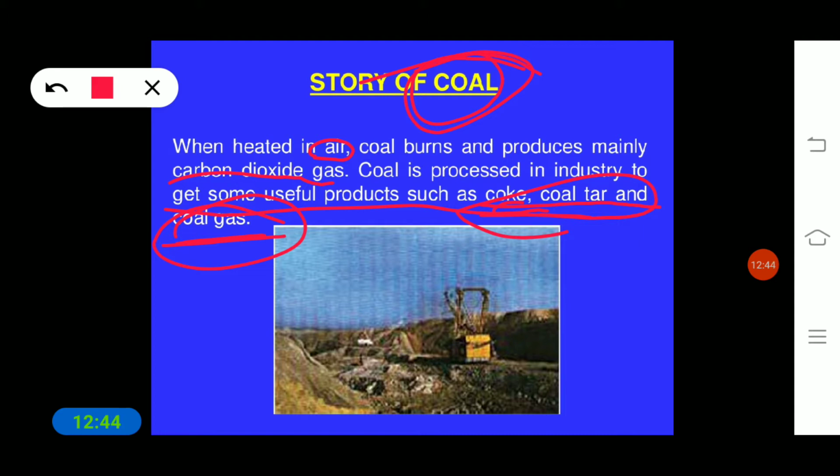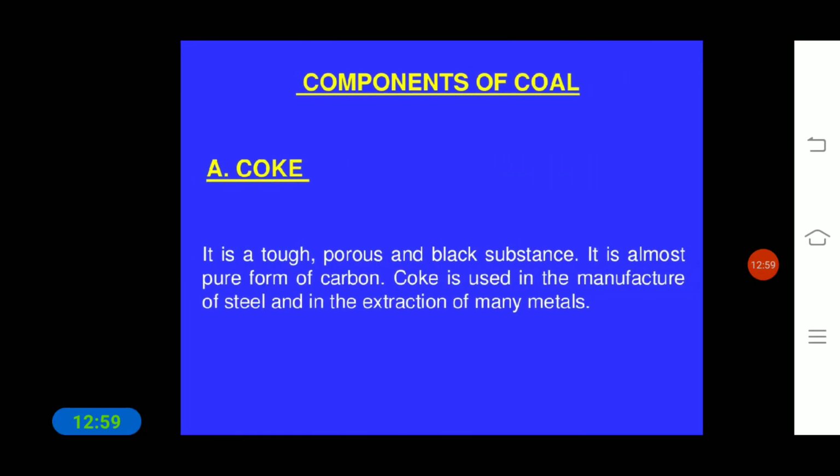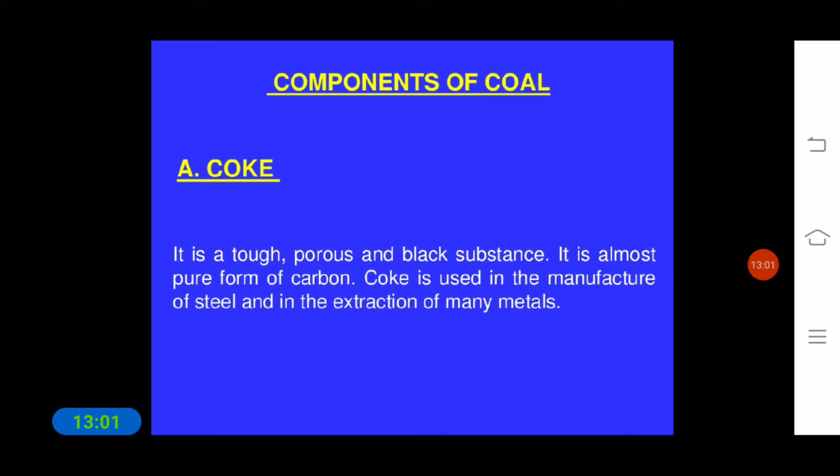In this process, what other products do we get? What does other product mean? These are the useful products that we get from this coal. They are coke, coal tar, and also coal gas. So here are the components or the products of coal, and how these products are useful for us. How are these products used?